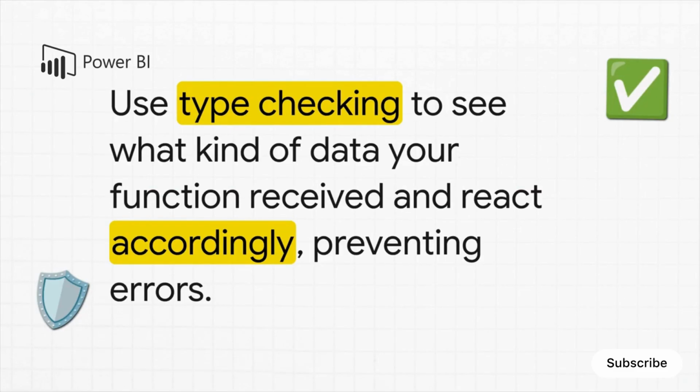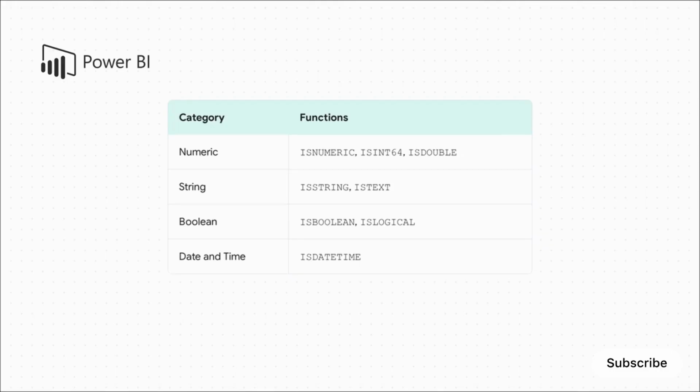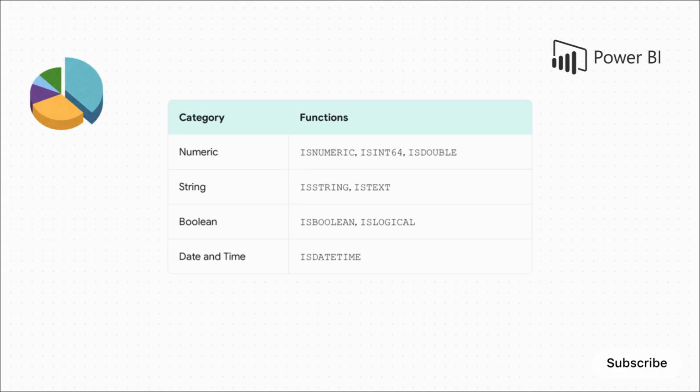Another really professional touch you can add to your functions is type checking. This is all about making them more robust and preventing errors. Basically, you can have your function check what kind of data it's been given before it tries to do anything with it. And DAX gives us a whole bunch of these IS functions to do this. You can check for is numeric, is string, is datetime, you name it. It's how you build functions that don't just crash and burn if they get the wrong kind of input.